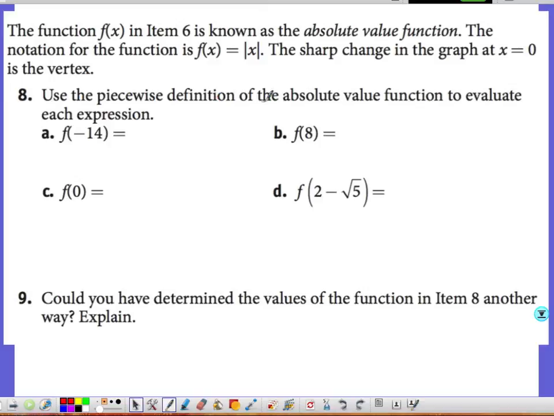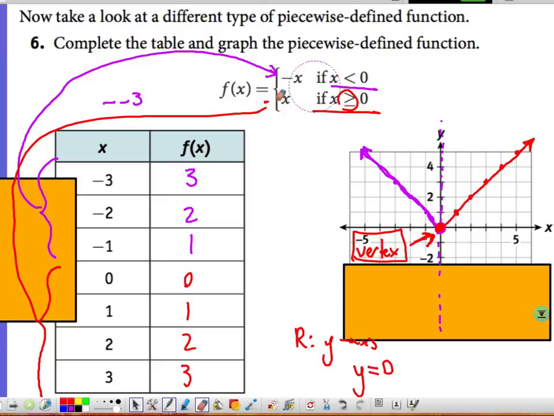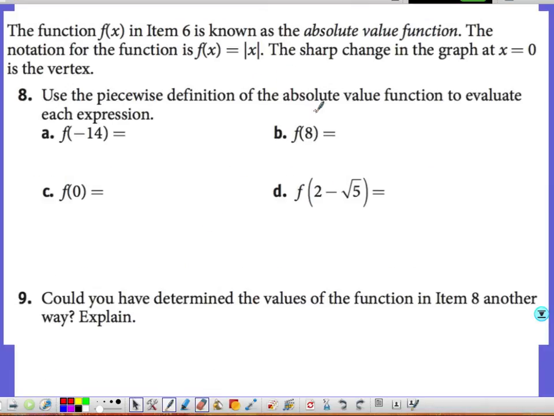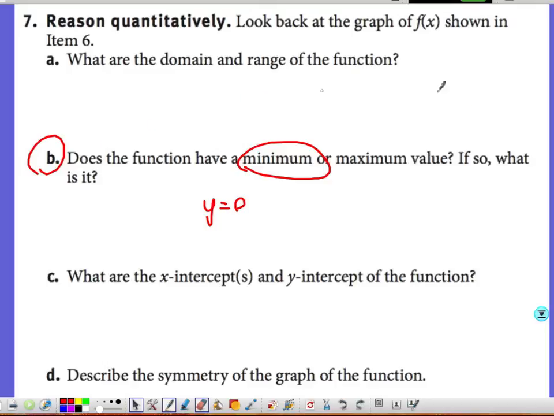Use the piecewise defined function of the absolute value function to evaluate each expression. Alright, so you can use this information here in order to evaluate each piecewise defined function. So if I have f of negative 14, my input is 14. 14 is greater than 0, so I'm going to plug it into this function rule, and my output is going to be 14. Simple as that. Oh, actually negative 14.